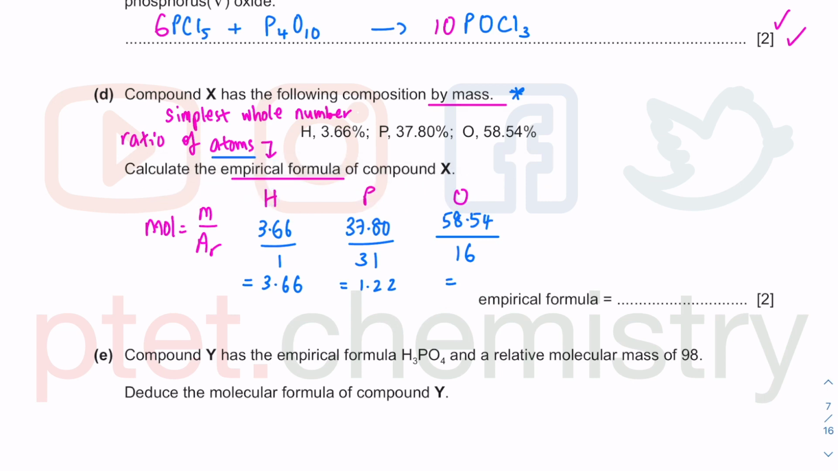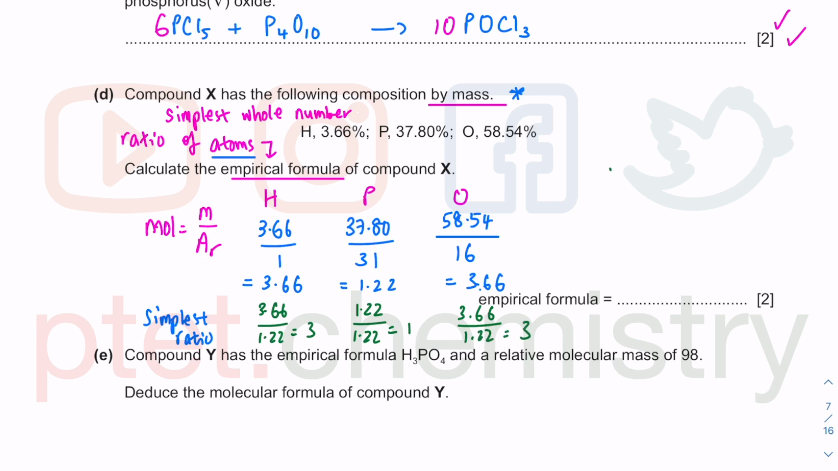And 58.54 divided by 16, I get 3.66 if I round it up. So now to get the simplest ratio, I have to divide the whole thing by the smallest number. The smallest number there is 1.22, so 3.66 divided by 1.22 gives me 3. 1.22 divided by itself gives me 1. And again, 3.66 divided by 1.22 gives me 3.